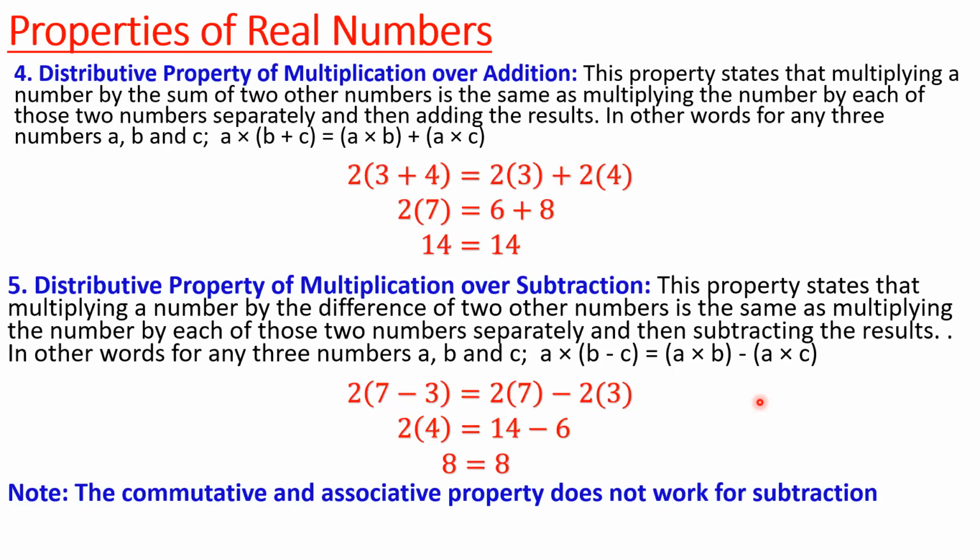What is the only property that works for subtraction out of these three? The distributive property of multiplication over subtraction. Only the distributive property works for subtraction. The reason is because the way you order numbers when you subtract them does matter, and the way you group numbers when you subtract them does matter too. So the commutative and associative properties don't work for subtraction, because 4 minus 3 is 1, but 3 minus 4 is not 1. 3 minus 4 is negative 1.